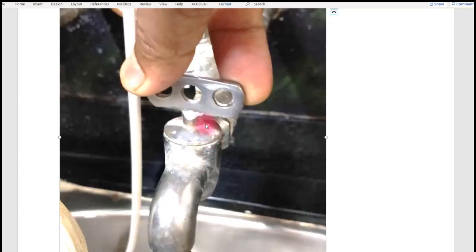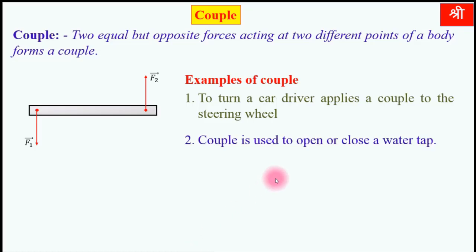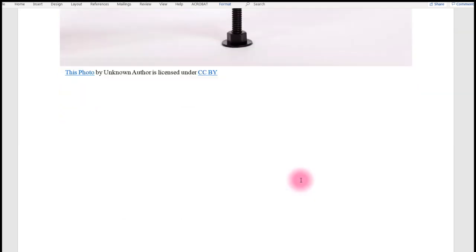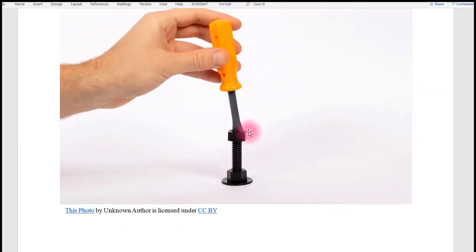See this second figure. How we use two fingers to turn a water tap. Now the third example of couple is used to tighten or loosen the screw. See this figure. We use a screwdriver to tighten or to loosen the screw.